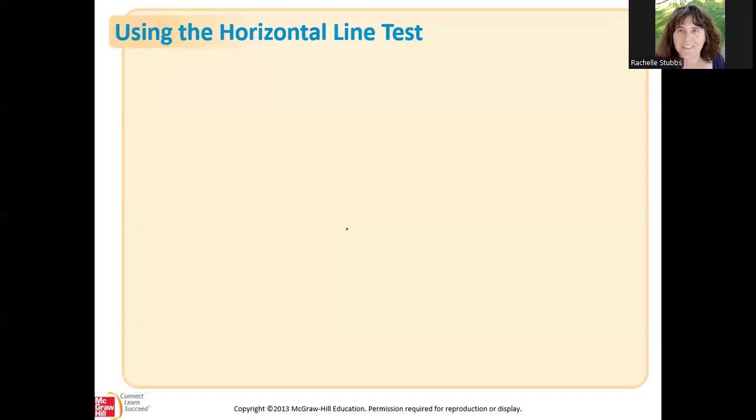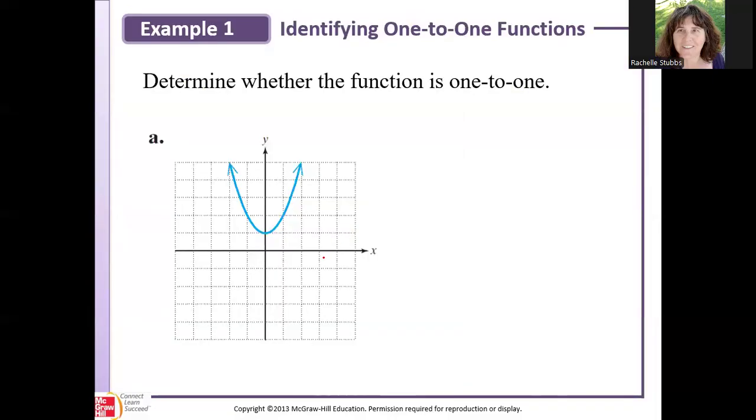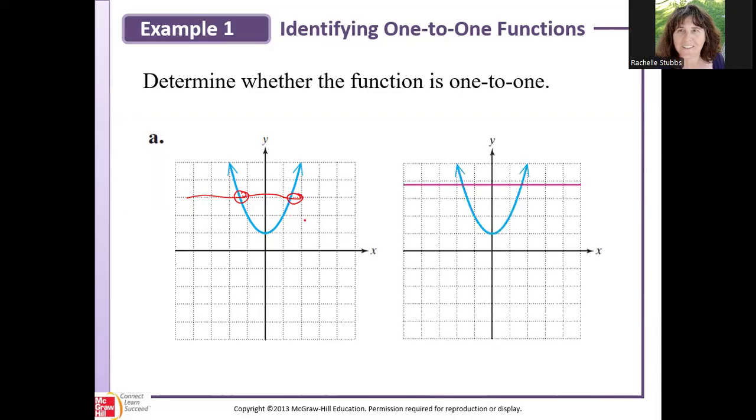And you can use the horizontal line test. If I can draw a horizontal line through the graph and I touch more than one point, then it's not 1-to-1. But if I can't, then it is 1-to-1. So here's a horizontal line. I hit it once here, and I hit it once here. Therefore, we know that this is not 1-to-1.